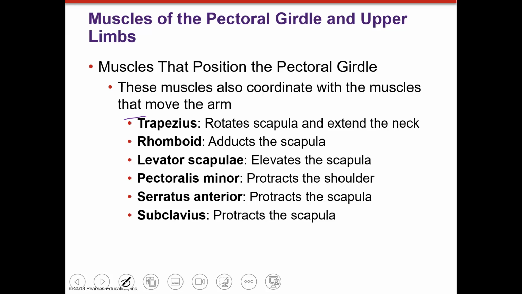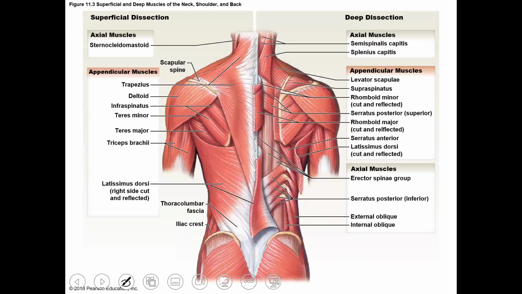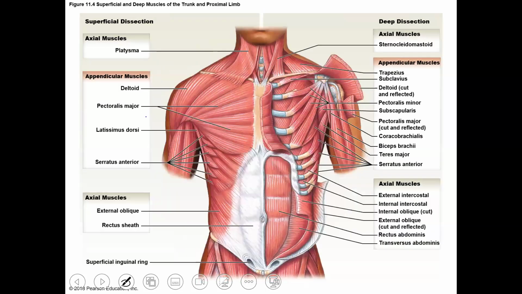Rhomboid is going to adduct the scapula. So if you bring your shoulders together in really good posture, that's the rhomboids between your shoulder blade and your spine, okay? Adducting the scapula. Levator scapula elevates the scapula. Pec minor protracts the shoulder or makes it look like bad posture. Serratus anterior protracts the scapula. Now that's good posture when you're protracting the scapula. Subclavius protracts the scapula as well. And you can see some of the muscles on this side here and then some of them here.